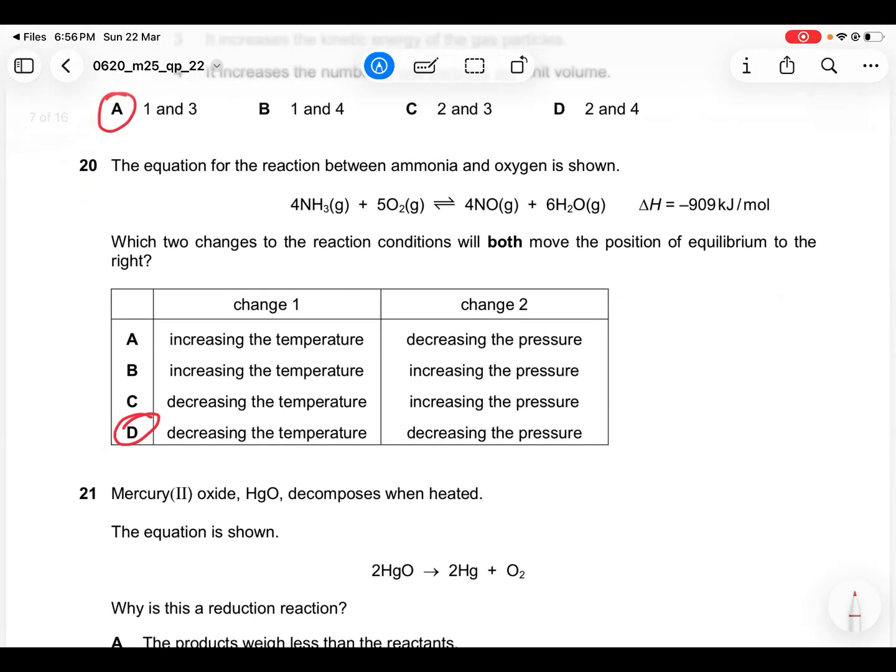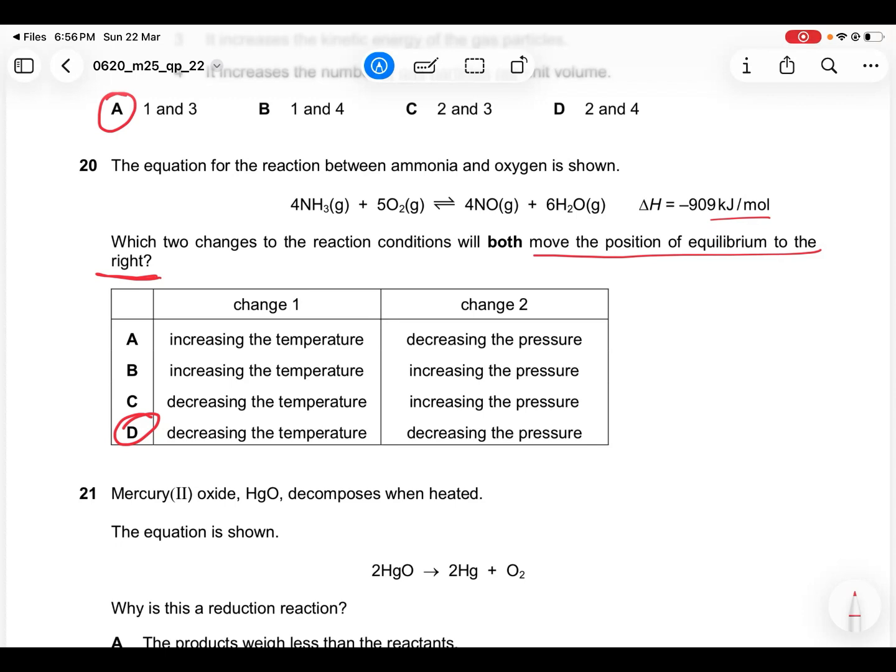The equation for the reaction between ammonia and oxygen is shown. They have also provided you with the delta H value. Which two changes to the reaction conditions will both move the position of equilibrium to the right hand side? We want the equilibrium position to move to the right hand side. They have given us temperature and pressure. So first we have to understand what our forward reaction is. You can see the delta H value is minus 909.